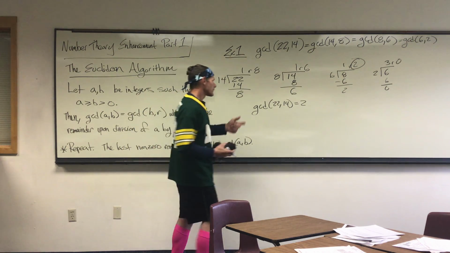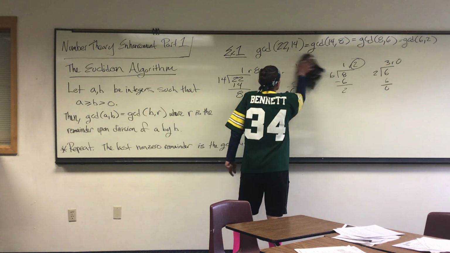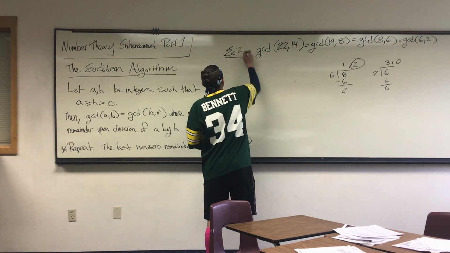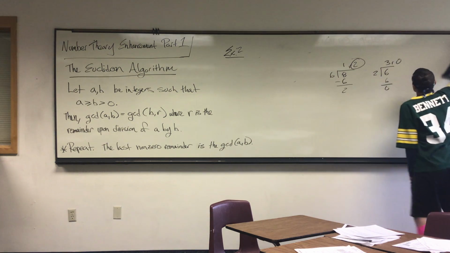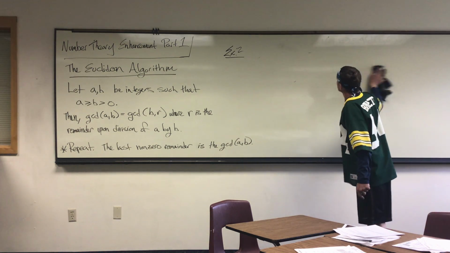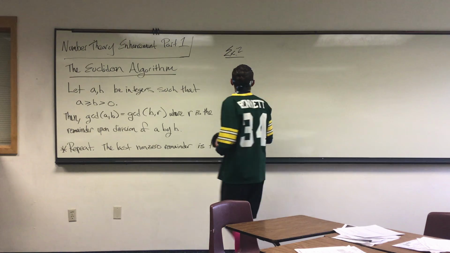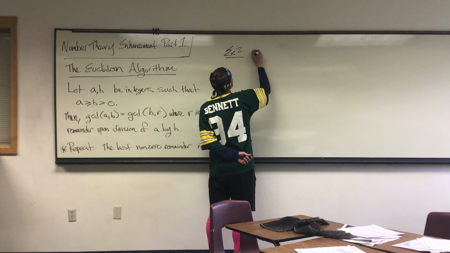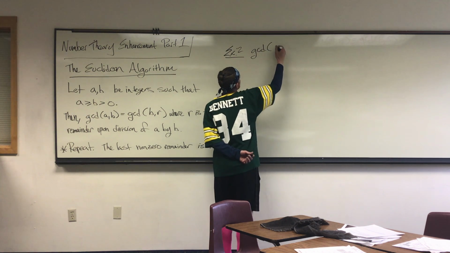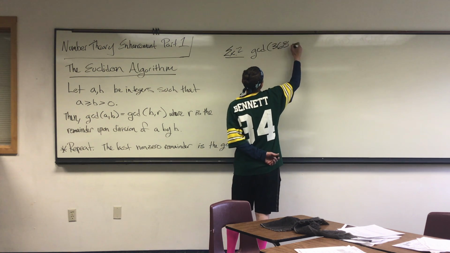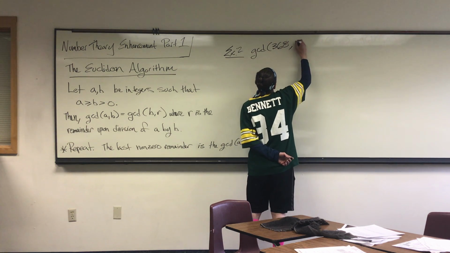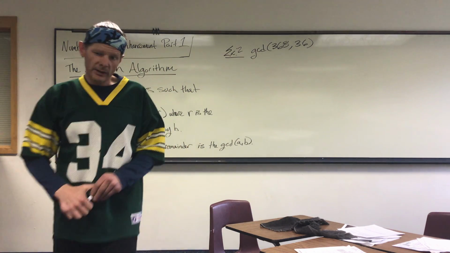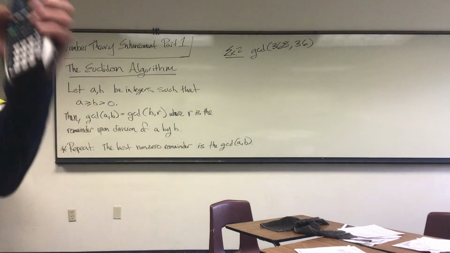Okay? I'm going to do one more example, and I'm just going to make something up. I don't want to do anything too hard. So the greatest common divisor of 368 and, I don't know, how about 36? Okay? Just made something up. So it's a good idea to have your calculator here and start.